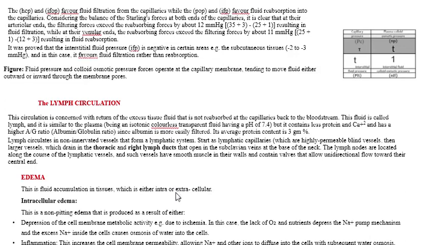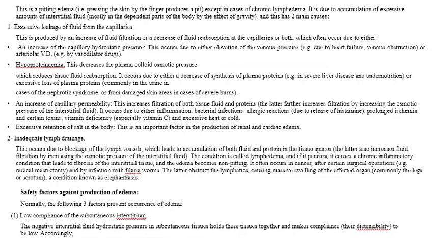There is depression of the cellular membrane metabolic activity, usually due to ischemia or lack of oxygen. Inflammation increases the cell membrane permeability; I talked about inflammation before. In slide number 12, we are still in pitting edema. As I said before, when we put pressure with a finger, there will be a pit, except when there is chronic lymphedema.